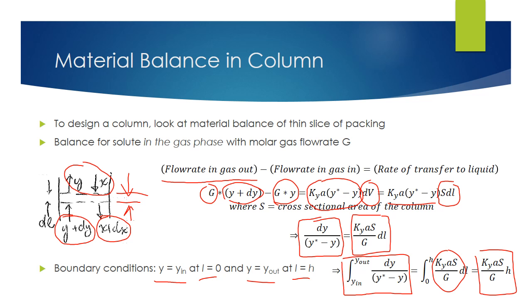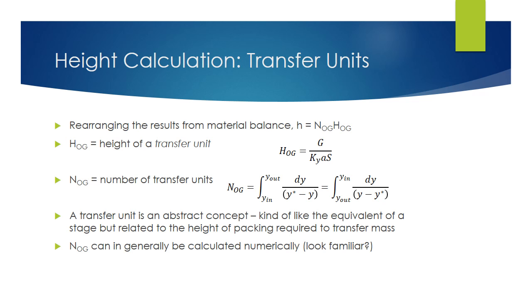Now what we actually want to know is what height of column is required in order to go from y in to y out. So I'm going to rearrange this expression to solve for h, because that's the thing I actually want to be able to calculate. I can rewrite h as a new quantity. I will call it N_OG multiplied by H_OG. And these are new variables, and they have names. So H_OG is the height of a transfer unit. This is like the height of a stage, but it's a slightly different quantity because it's based on mass transfer coefficients. And based on the derivation on the previous slide, I can just write what its value is.